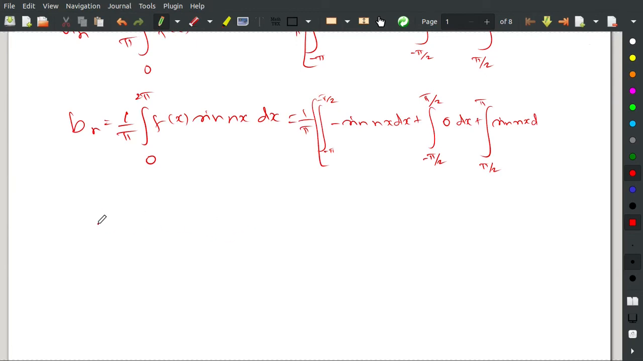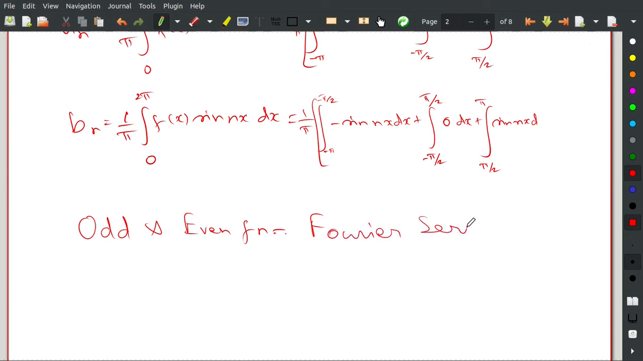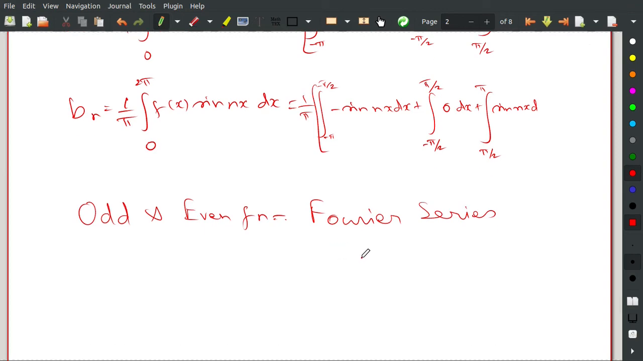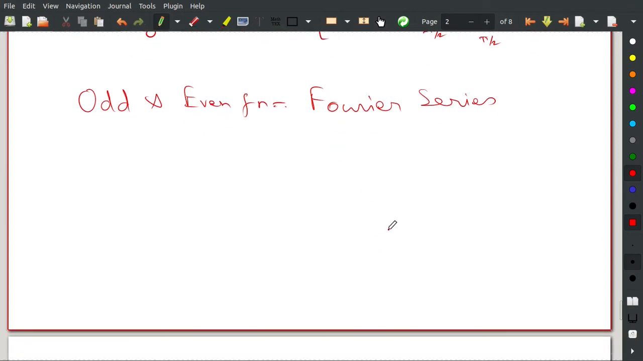Okay, so the next thing is Fourier series of odd and even functions. It's not Fourier transform, it's Fourier series. So here we have to see two things.